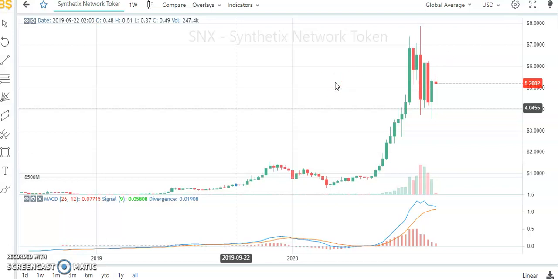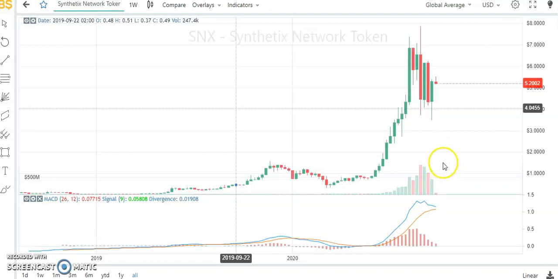Right now, analyzing the daily chart and the weekly chart, I don't see enough reasons why I would buy Synthetix Network Token after a run-up from $1 to $8. Here the chart became parabolic, and now we need a period of retrace. Yet $3 could be the very first area from where we could start thinking about buying Synthetix Network Token.